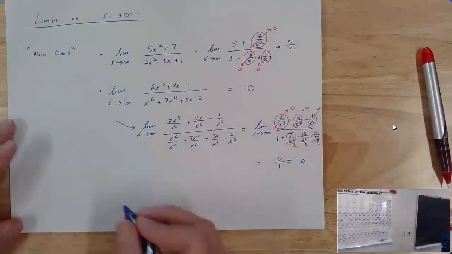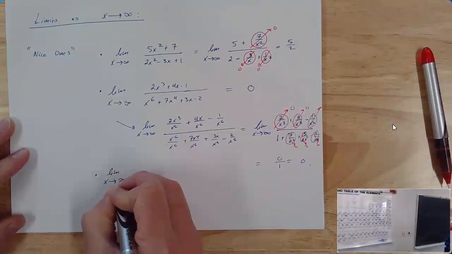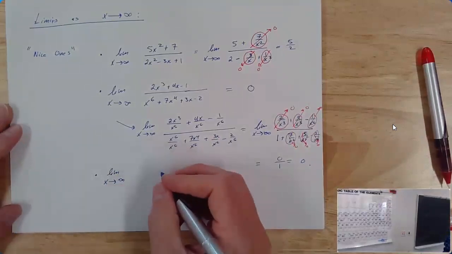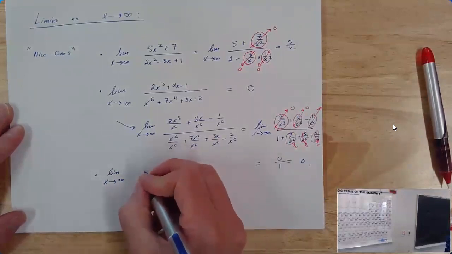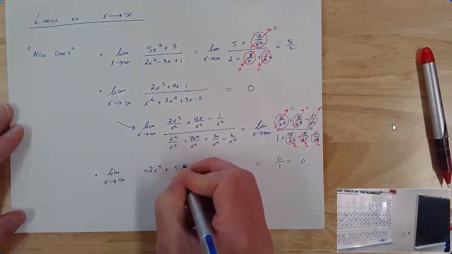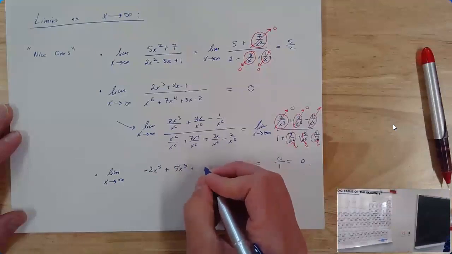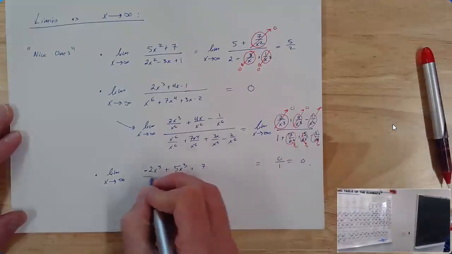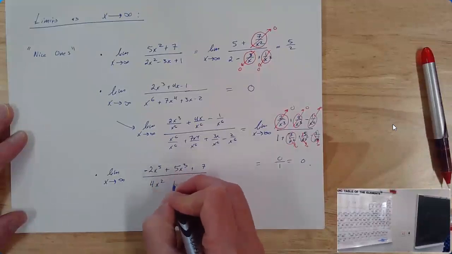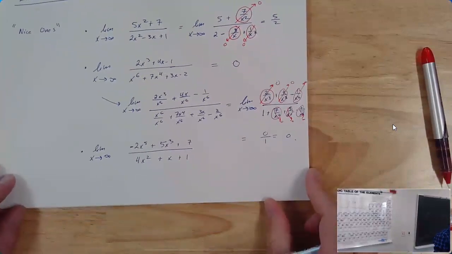So let's look at something like the limit as x goes to infinity of, I want to make it so it turns out to be negative infinity. Let's say we've got something like negative 2x to the 5th plus 5x cubed plus 7 over 4x squared plus x plus 1. I probably left myself some room.